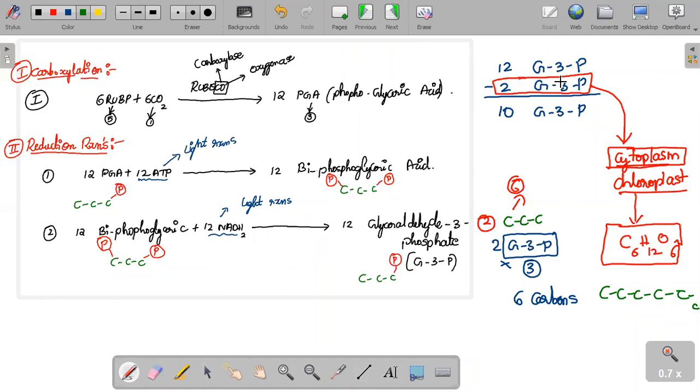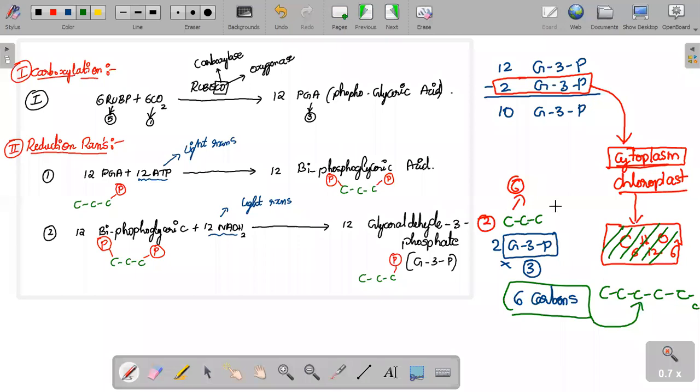Out of 12 G3P molecules, 2 were removed and taken to the cytoplasm, where they will be utilized for the production of a glucose molecule. If you see the carbon calculation, each G3P molecule contains 3 carbon atoms. So how many G3P compounds have we skipped? 2 compounds. So those two compounds mean 6 carbons will be there. These 6 carbons will be utilized in the production of the respective glucose molecule.